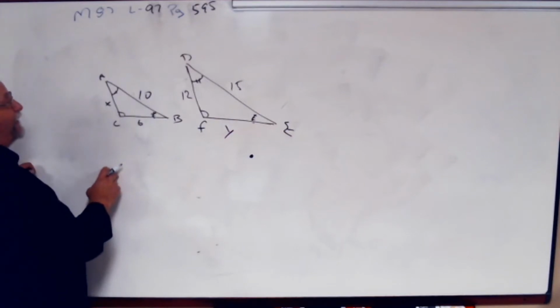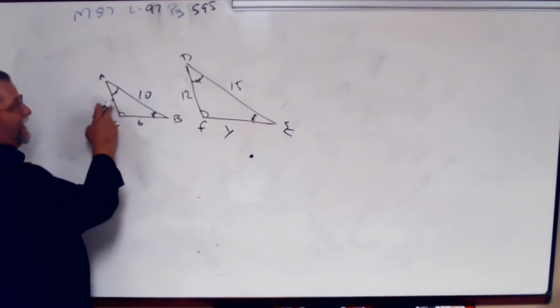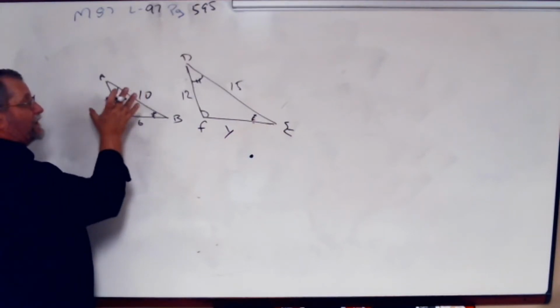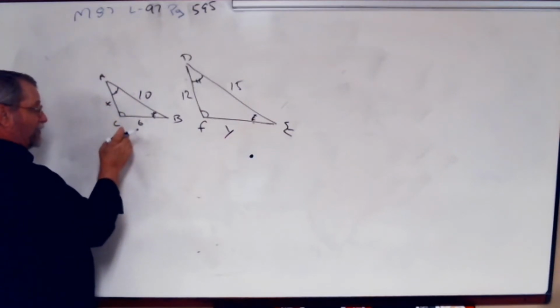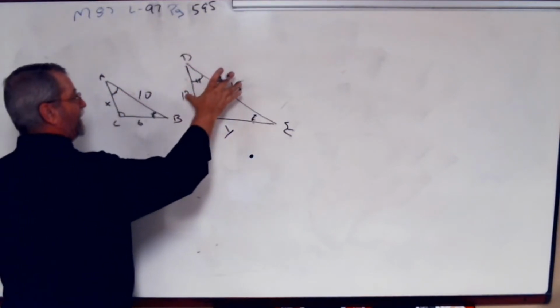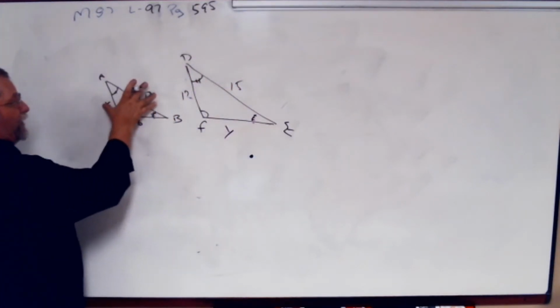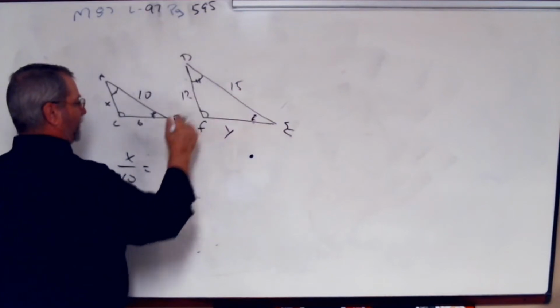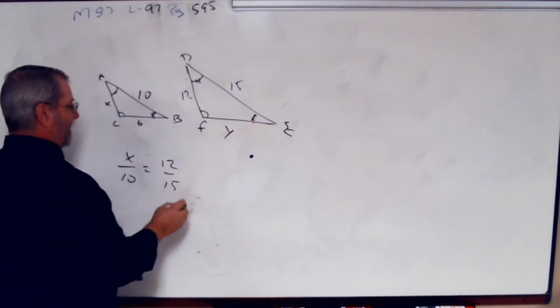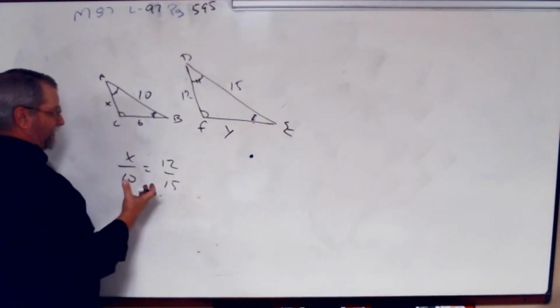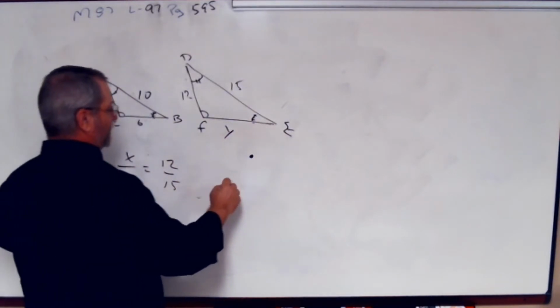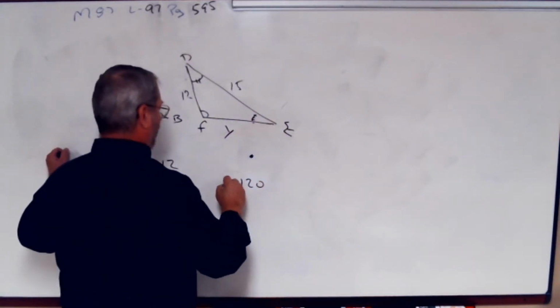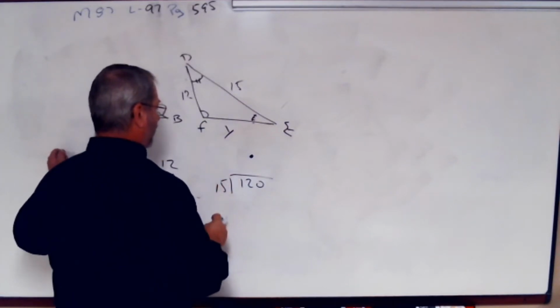So if I want to find x, what I want to do is find the ones that have a relationship with each other. These two and these two have the relationship. So if I go x over 10, then I do 12 over 15. Okay, and then you do cross multiplication. 10 times 12 is 120, divided by 15.